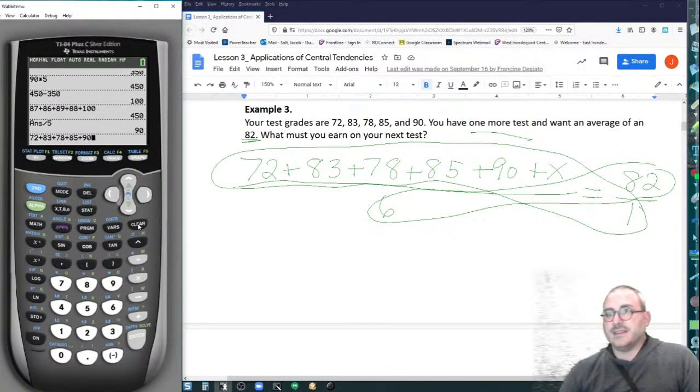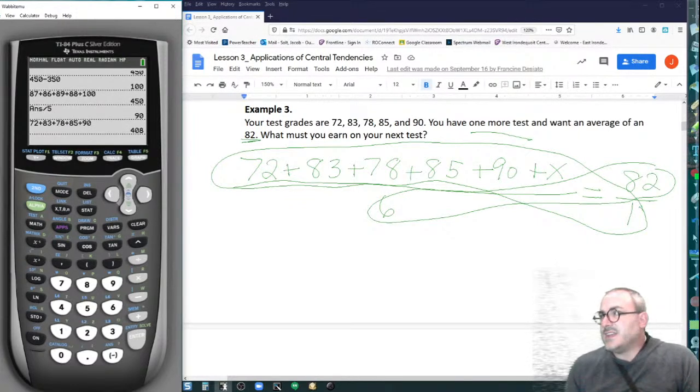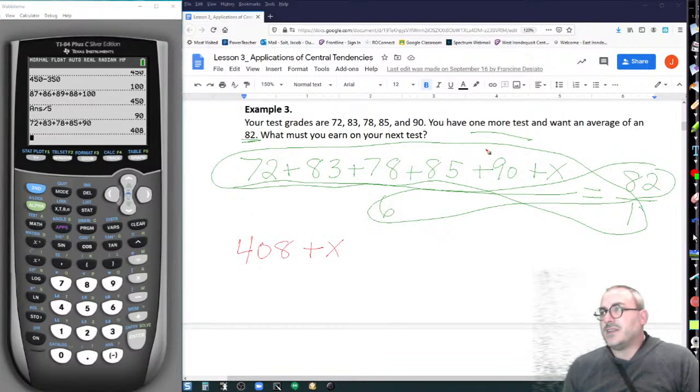And I can't add x into this, right? I can't add x yet. I'm just going to press enter. 408. So what does that tell me? That tells me that I have 408 plus x. Can't add them yet up together, but I could add all these together. Just checking my work to make sure I did everything right. Looking good. I like it.